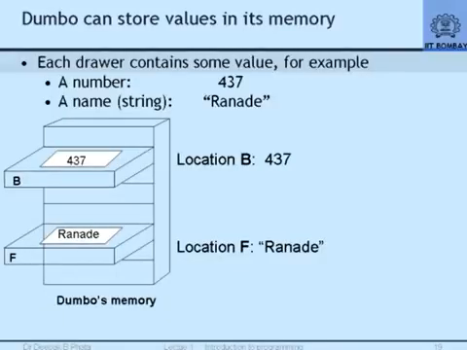So, each drawer will contain some value. Here are some samples shown. It could be a number 437. So, for example, location B, which is a tag on this drawer, contains 437. Location F contains a name, Ranade. How can a location contain a name? Can the name be very large? For the time being, we will ignore the capability of Dumbo's memory to contain names and strings. We will concentrate on numerical values. Later on, when we relate to actual computers, we will be able to understand how these character strings are represented.